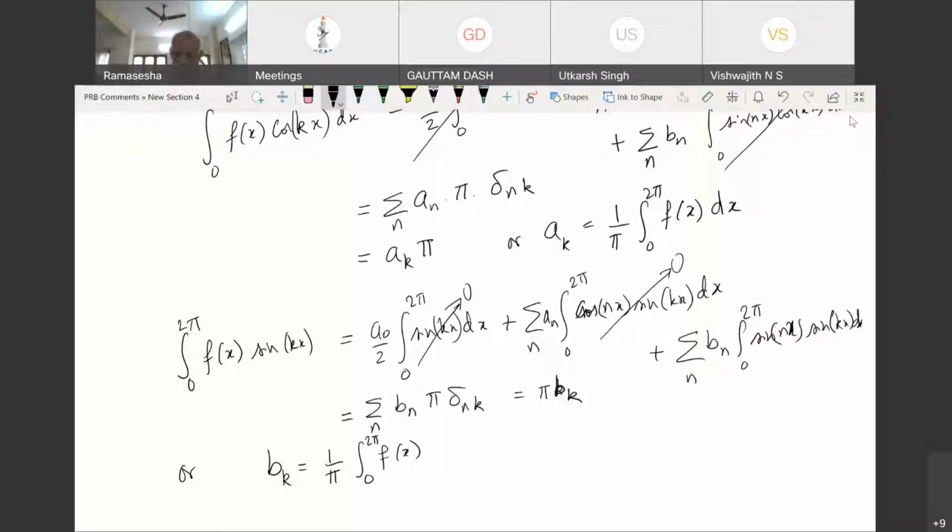Here I made a mistake in the previous one. So this I will write as f of x cosine kx dx.